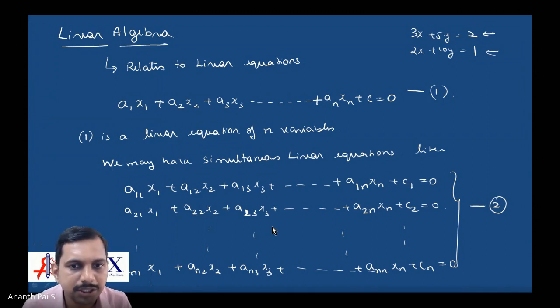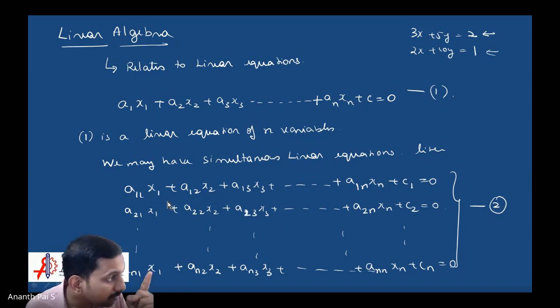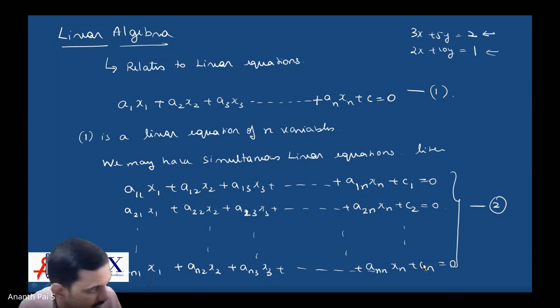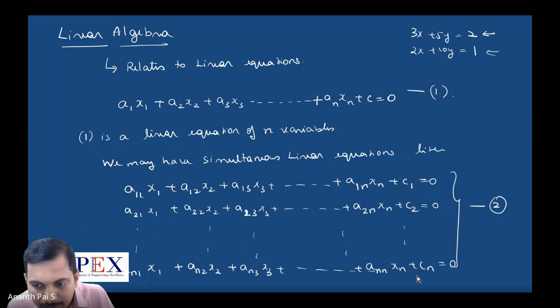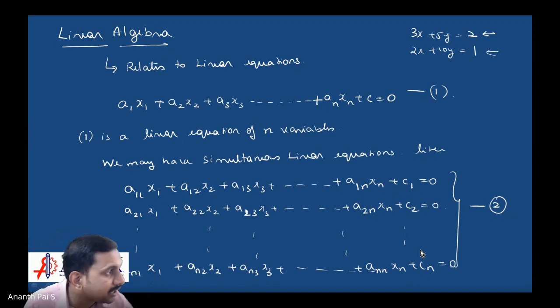Linear algebra relates to linear equations. Linear equations can be in this form: a11 x1 + a12 x2 + a13 x3, where the a11s are the constants and x1, x2, x3 are the variables. The variable x1 comes everywhere, x2 comes everywhere, and it is equal to some constants, which do not have any variable. This is x raised to 0, so it is a constant. A constant also comes over here. So this is a general equation in which a system of linear equations can be written.